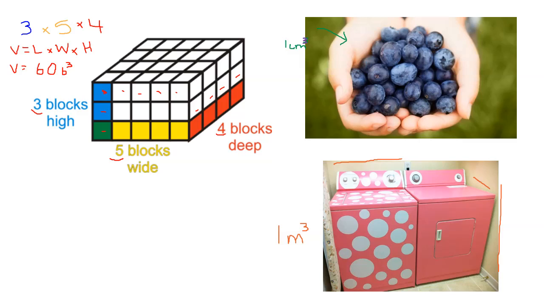This person seems to be holding about, what would you say, 30 blueberries? So the capacity or the volume of their hands would be about 30 cubic centimeters because they can hold 30 blueberries.